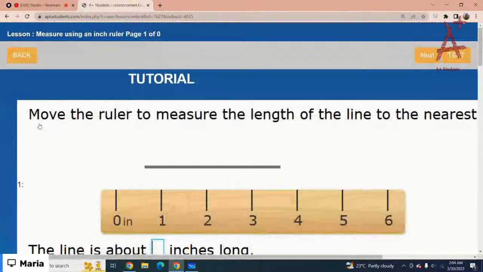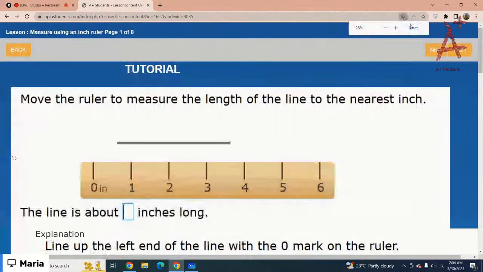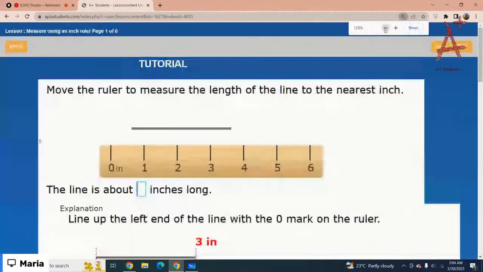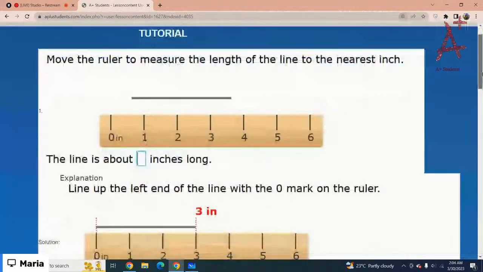Okay, let's start with the first example. Move the ruler to measure the length of the line to the nearest inch. So you're given a line, you need to place the ruler with the line and you have to measure the length of the line. Got it? So how do we measure the length of a line?